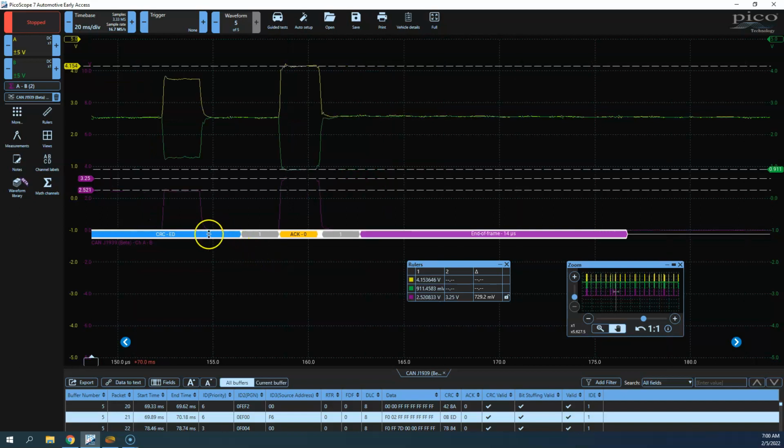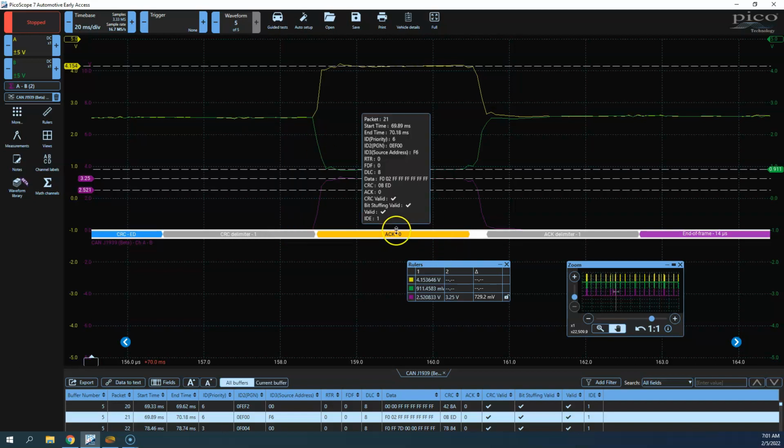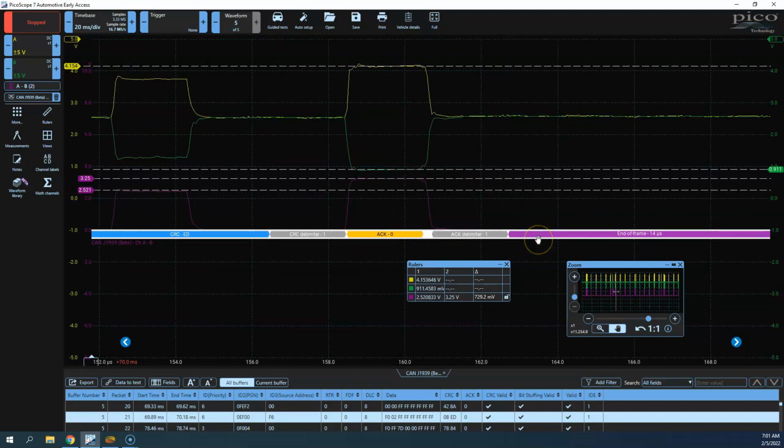If we look at this message, the last bit of the cyclic redundancy check just happens to be a 0. We then have this delimiter period, which is 1 bit in width. So for our 500K CAN bus, this is 2 microseconds, 2 millionths of a second. The acknowledge bit is also approximately 2 microseconds in width, and then we have the other delimiter, and then the end of frame.